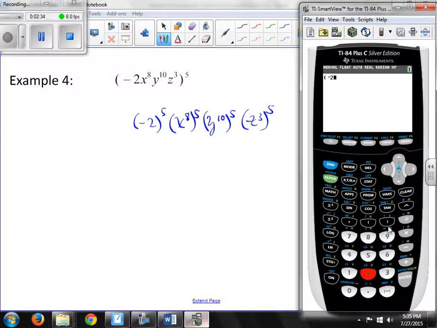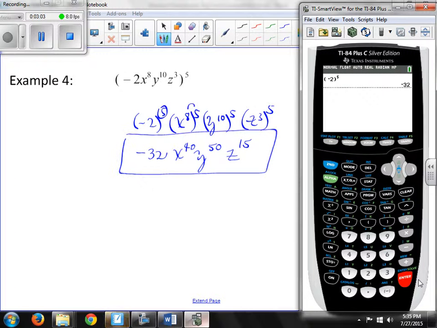negative 2 raised to the 5th, which would be negative 32. When you raise a negative number to an odd power, it always turns out to be negative. Then we'll have x to the 8 times 5, which would be x to the 40th. We'll have y to the 10 times 5, which would give us y to the 50th. And we'll have z to the 3 times 5, which would give us z to the 15th. Final answer on that one.